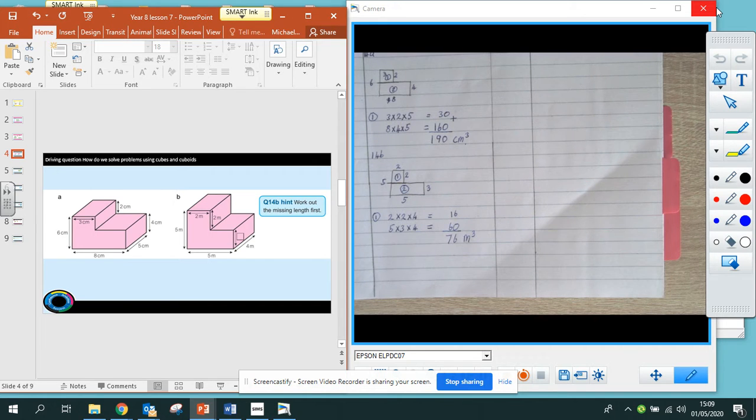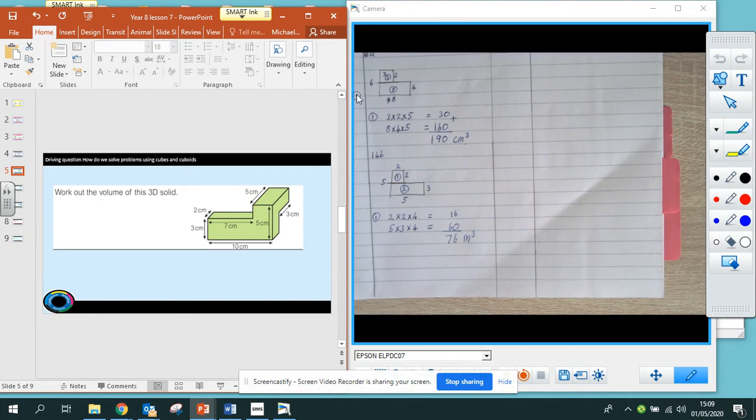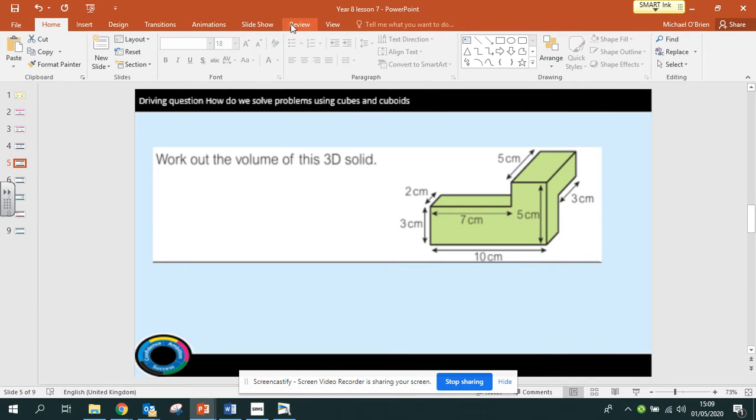Okay, once we've done that, let's move on to our next question. Our next slide. There. Now, here we've got a very, very peculiar looking shape.